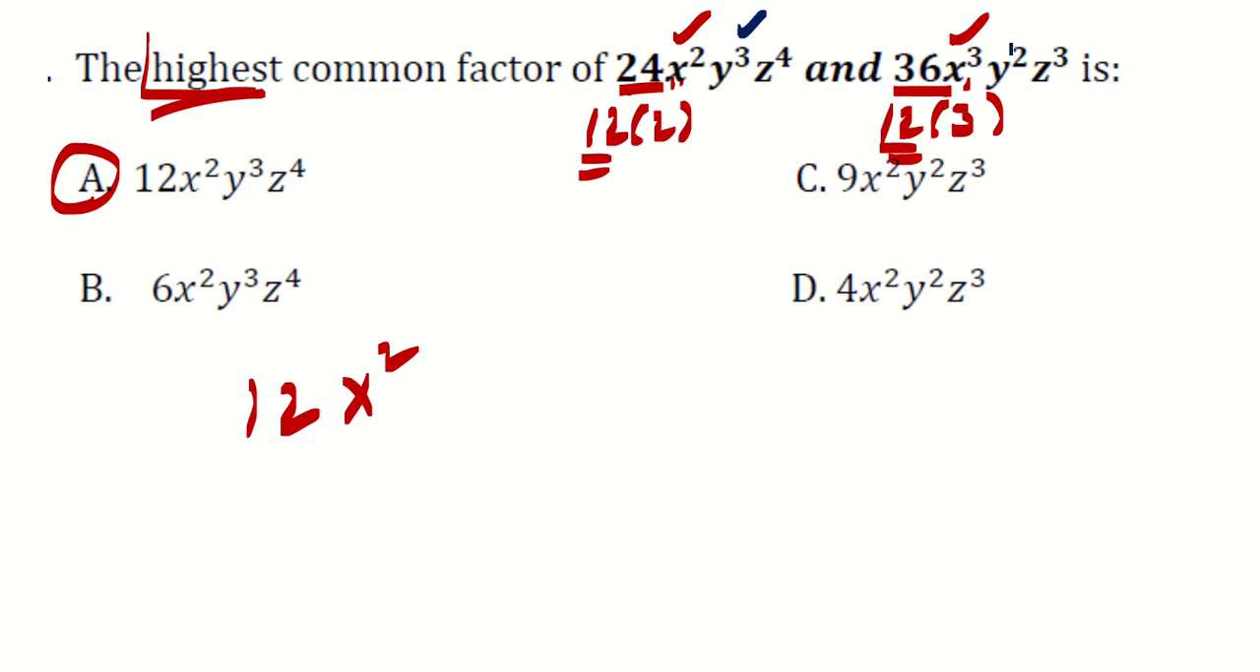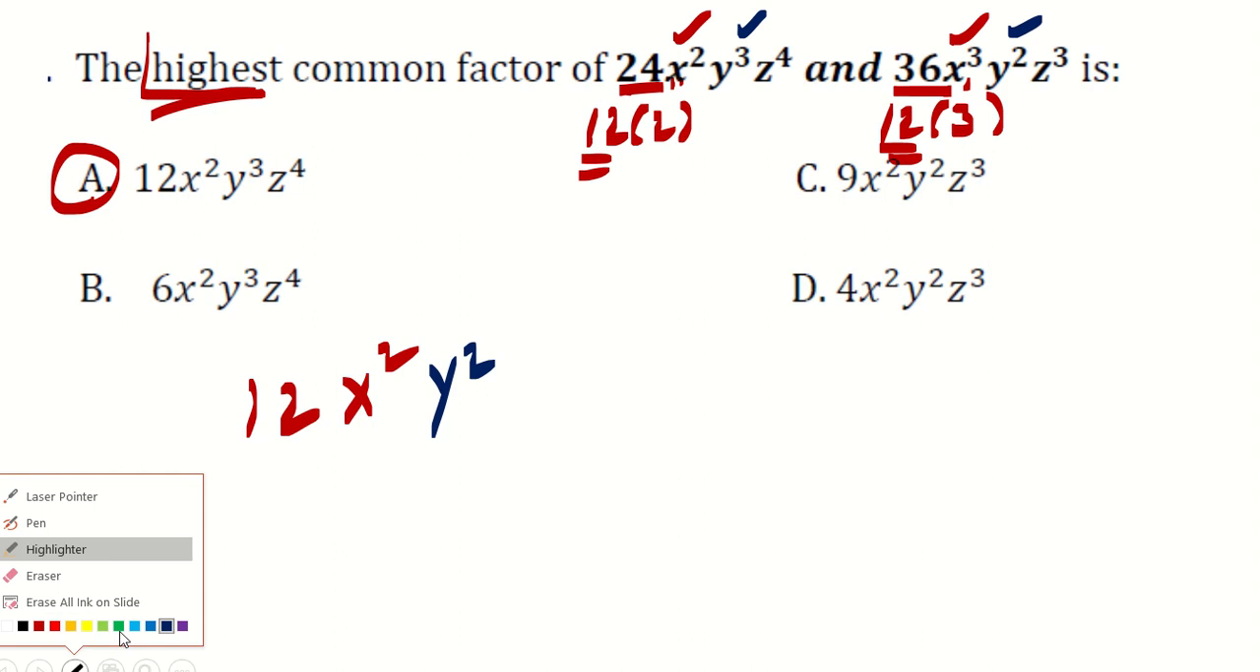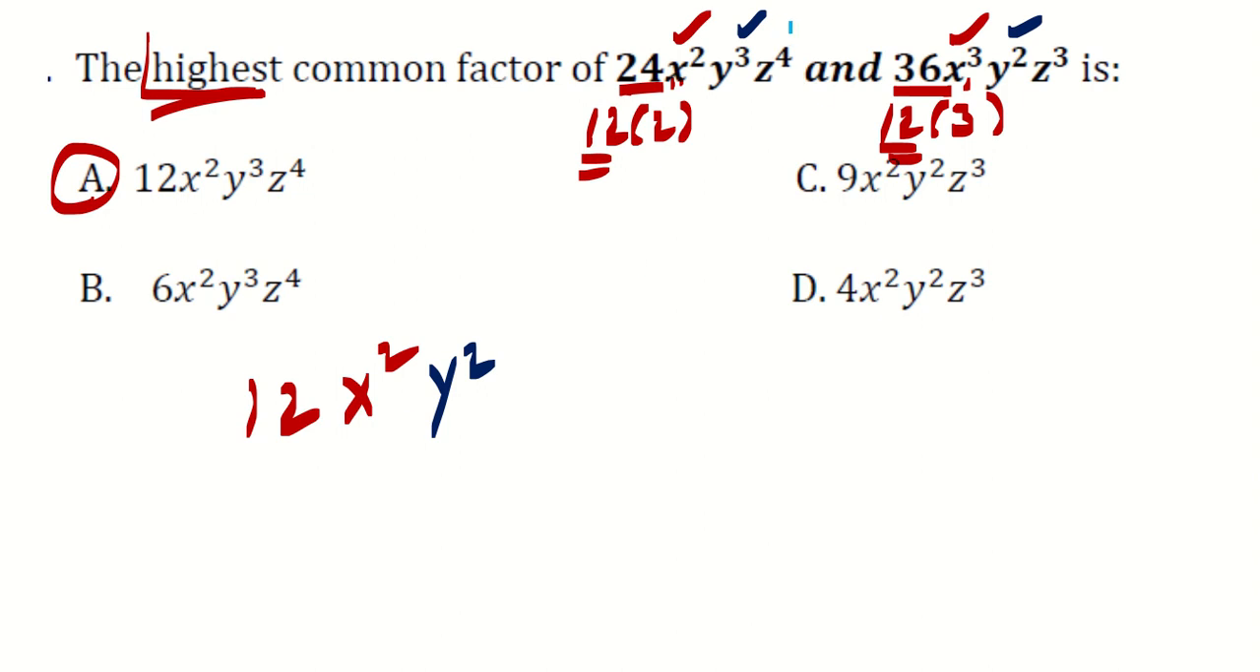Y cube here and y square here. So the least one, y square, will be taken. Again, let's change the color. When you are trying to find the z, the power of 4 and z cube there. So which one will be the least one, the least exponent? Z cube. So the answer will be obviously A.